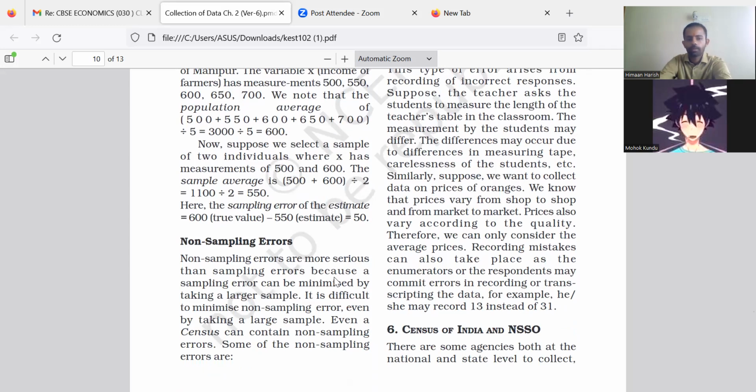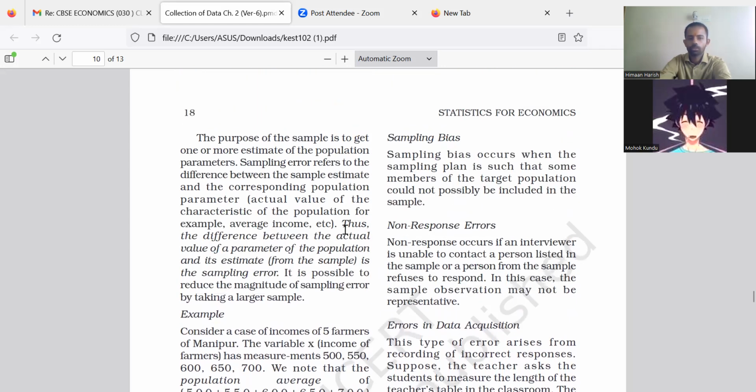And there are non-sampling errors which are more serious than sampling errors, because sampling error can be minimized by taking a larger sample. It is difficult to minimize non-sampling error even by taking a large sample. Even a census can have non-sampling errors. Some of the non-sampling errors are sampling bias, which occurs when the sampling plan is such that some members of the target population could not possibly be included in the sample.